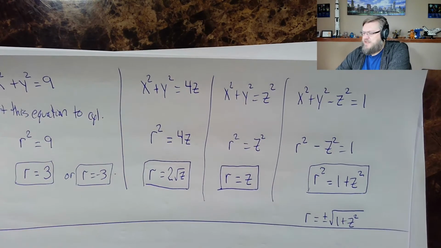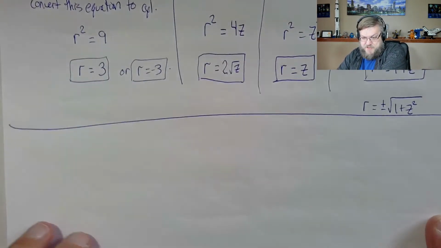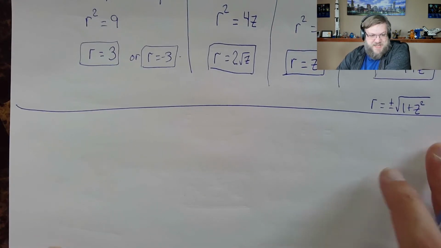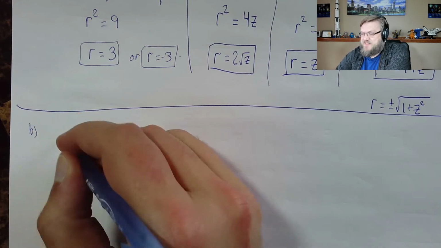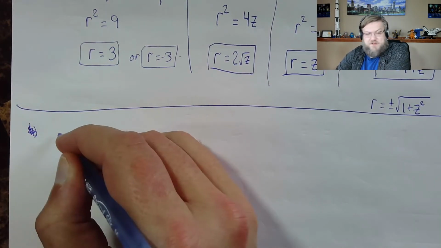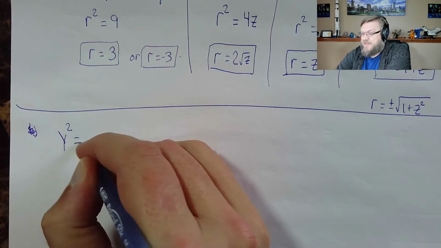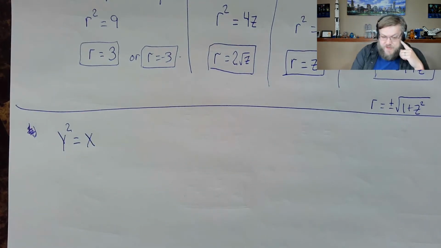Now, just to show you that not all surfaces are amazing in cylindrical, what if I had this cylinder? Now, this is a cylinder. y squared equals x, right? Now, that's a cylinder because it's missing z, right? It's missing the z, so it makes that a cylinder. It's a parabolic cylinder, if you will.